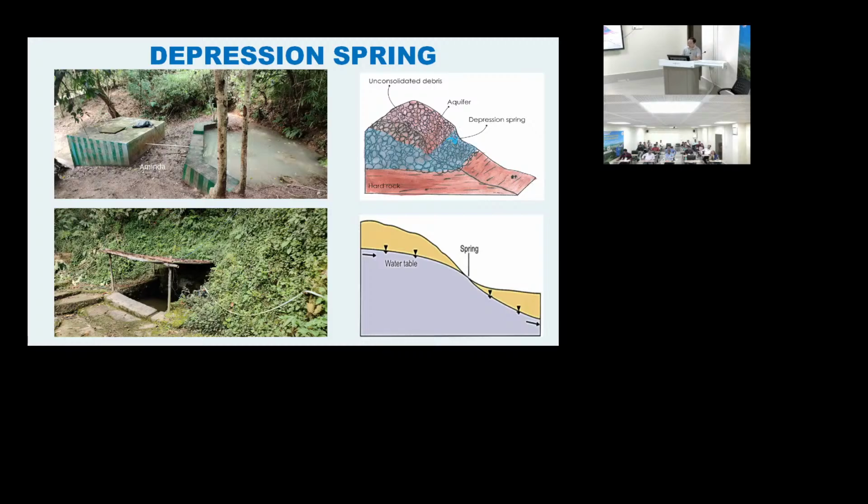So depression spring is usually when the water table touches the surface. I think yesterday Sir has already explained, but in the actual field we can see this: there is an undulatory terrain, and whenever the water table touches the surface, the water naturally comes out. So you can see this type of springs usually in hilly undulatory terrain.